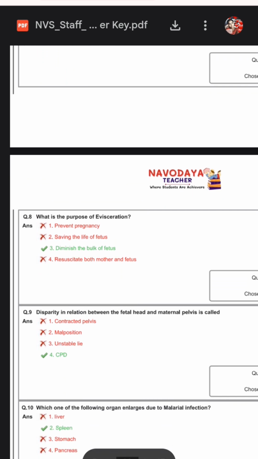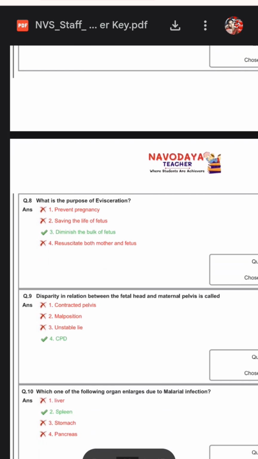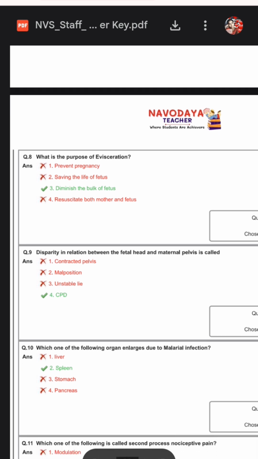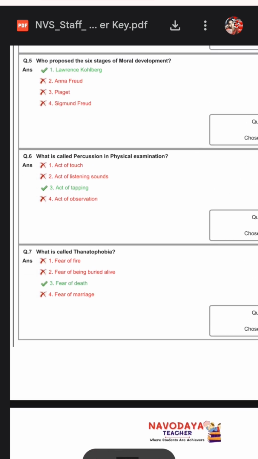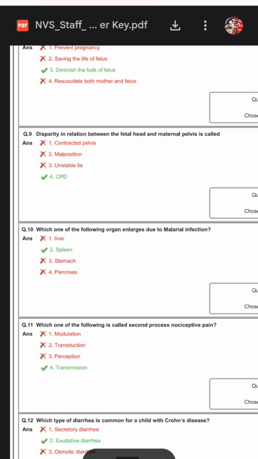What is the purpose of evisceration? Diminishing the bulk of the fetus is called evisceration. The disparity in relation between the fetal head and the maternal pelvis is called cephalopelvic disproportion. Which of the following organs enlarges due to malarial infection? The correct answer is spleen.